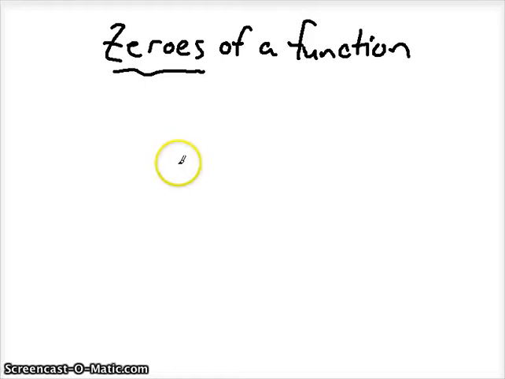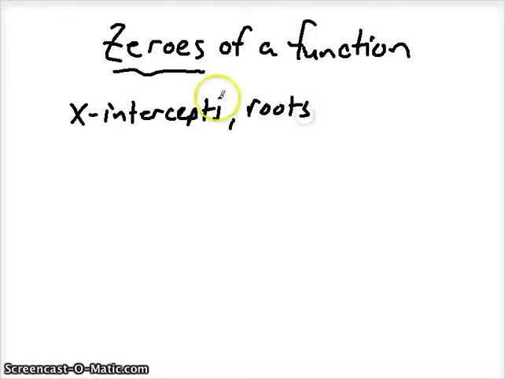In this video, I'm going to be talking about zeros of a function, and more specifically, zeros of polynomial functions. Zeros are just a fancy word for x-intercepts or roots. Those are all talking about the same thing. Where does our graph cross the x-axis? What value is that crossing happening at? Those are zeros.